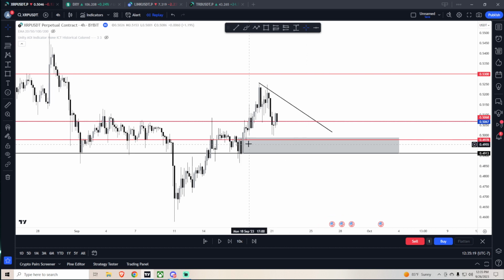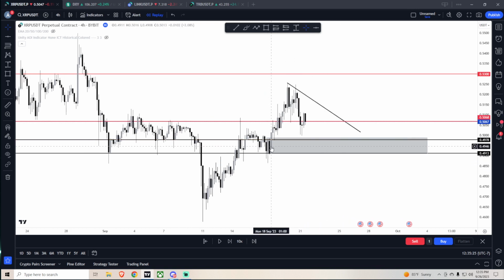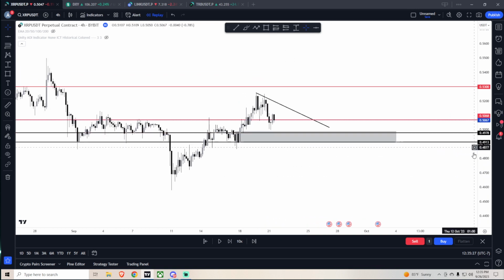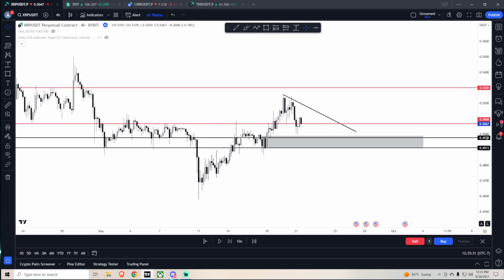You could have set limits at the area. So this is an SR area. There's your first confluence. Order block is your second confluence. Okay. So I have two confluences backing this idea up.